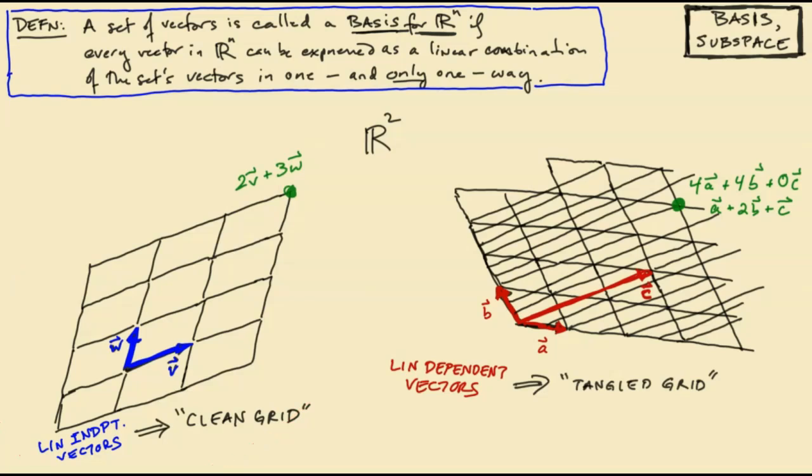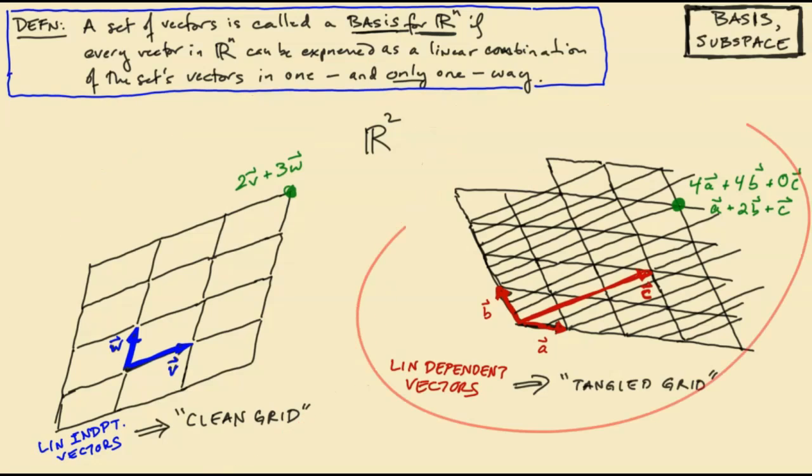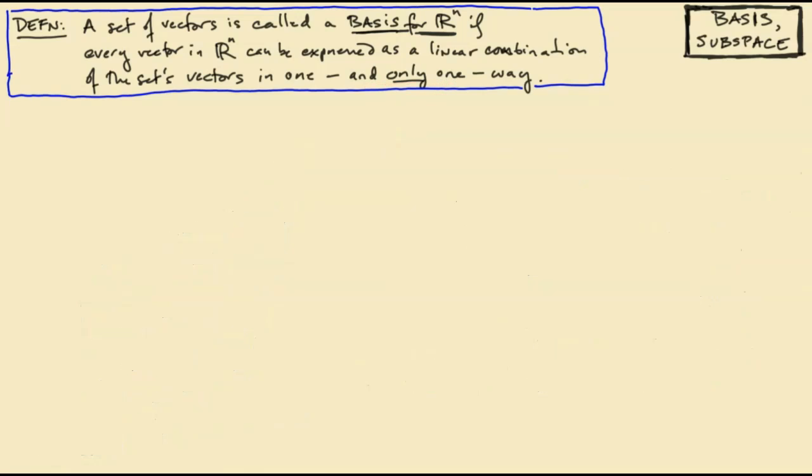Anyway, what all this is getting at is that these two vectors, v and w, constitute a basis for R2, because our definition says that a set of vectors is a basis for R2 if every vector in R2 can be expressed as a linear combination of those vectors in one and only one way. So if we have a clean grid, we're in business. If we have a tangled grid, we do not end up with a basis, because this uniqueness fails. And of course, this idea of a basis isn't just for R2, it works for R anything.